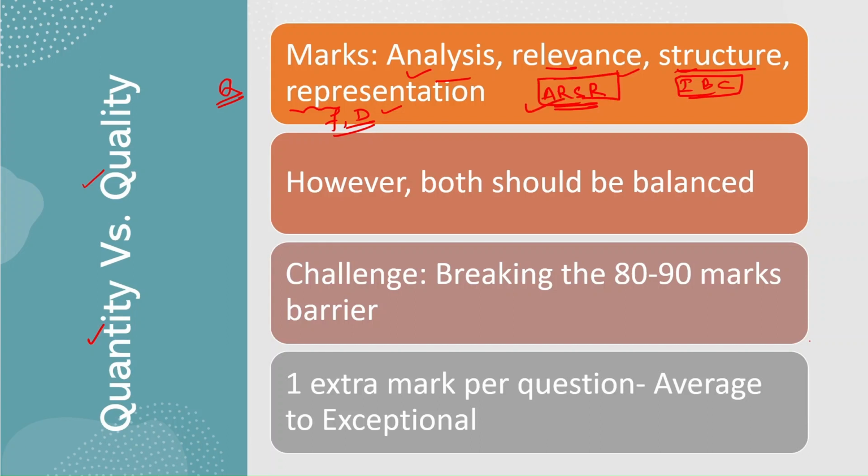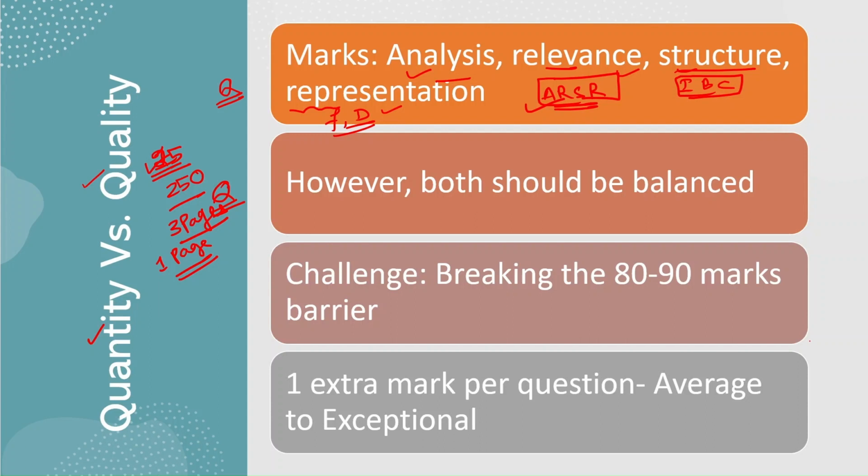So based on this ARSR quality framework, most of the judgment of your answer is given. And quantity parameters should also be prioritized, because if it is a 15 marker question, the word limit is 250 and the page limit is almost 3 pages. So you cannot expect that you will write 1 page and get the full mark for the 15 markers. So you should balance both your quality and quantity in the answer paper.